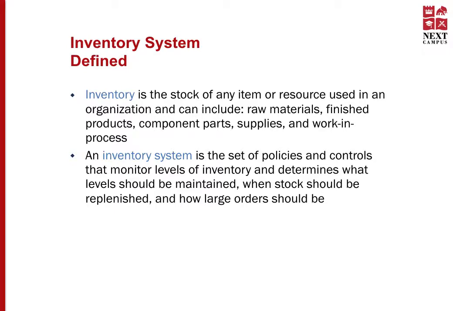Inventory is the stock of any item or resource used in an organization, and this can include raw materials, finished products, component parts, supplies, and also work in process. An inventory system, on the other hand, is a set of policies and controls that monitor levels of inventory and determines what levels should be maintained, when inventory should be replenished, and how the replenishment orders should be.